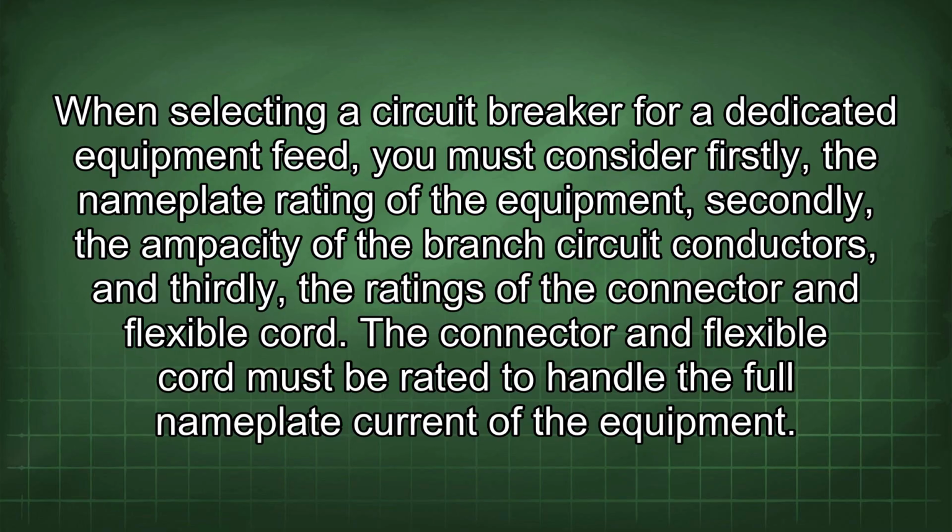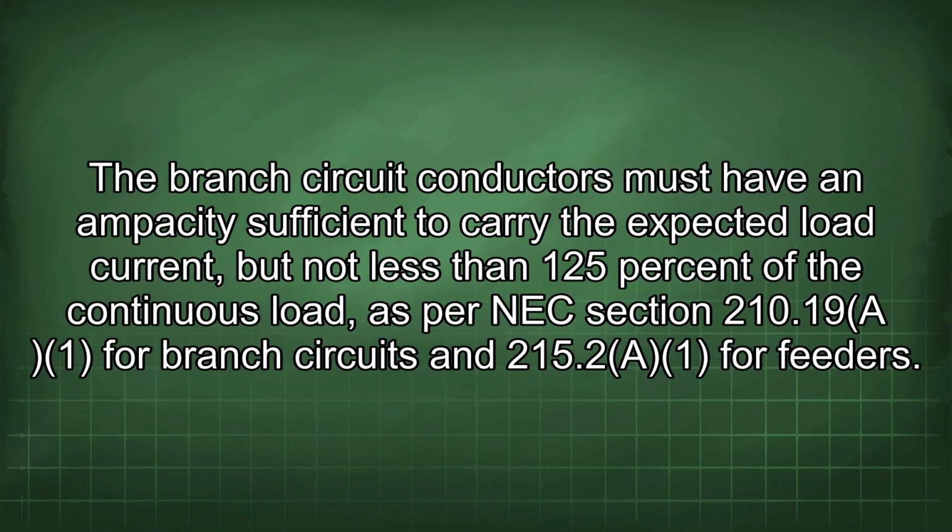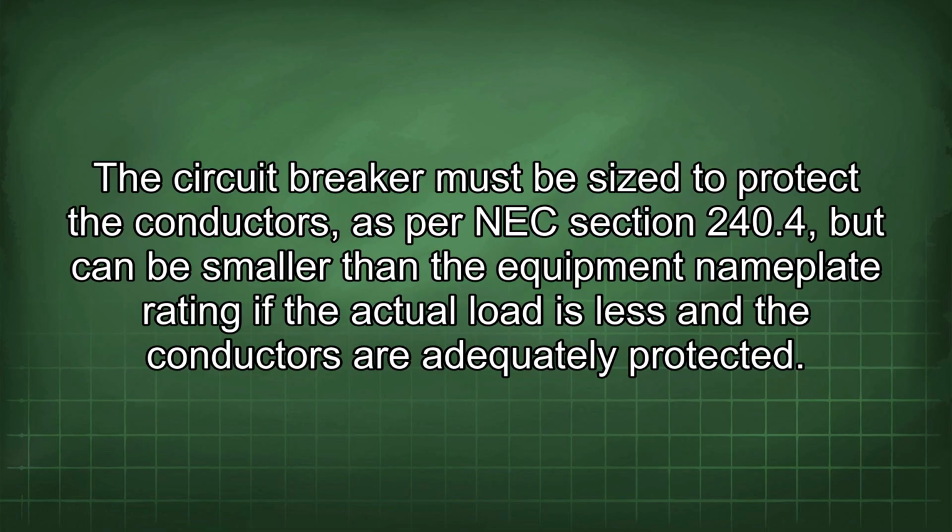The connector and flexible cord must be rated to handle the full nameplate current of the equipment. The branch circuit conductors must have an ampacity sufficient to carry the expected load current, but not less than 125% of the continuous load, as per NEC Section 210.19(A) for branch circuits and 215.2(A) for feeders. The circuit breaker must be sized to protect the conductors, as per NEC Section 240.4, but can be smaller than the equipment nameplate rating if the actual load is less and the conductors are adequately protected.